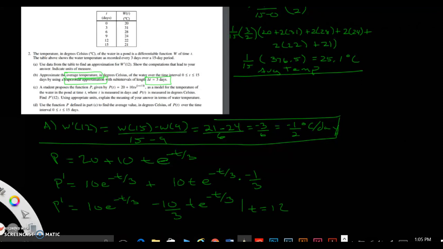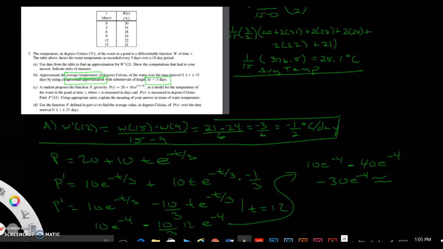So when I plug in the 12, I'm going to get 10 e to the negative 4 minus 10 thirds times 12, e to the negative 4. So this is 120 divided by 3 is 40. So now I'm going to get 10 e to the negative 4 minus 40 e to the negative 4, which is now negative 30 e to the negative 4, which is approximately equal to negative 0.549.